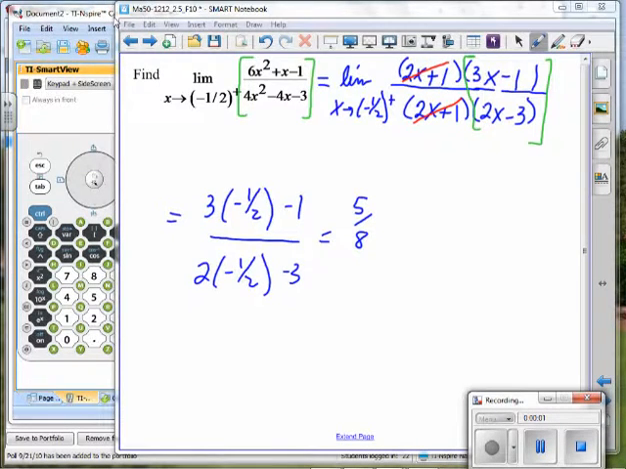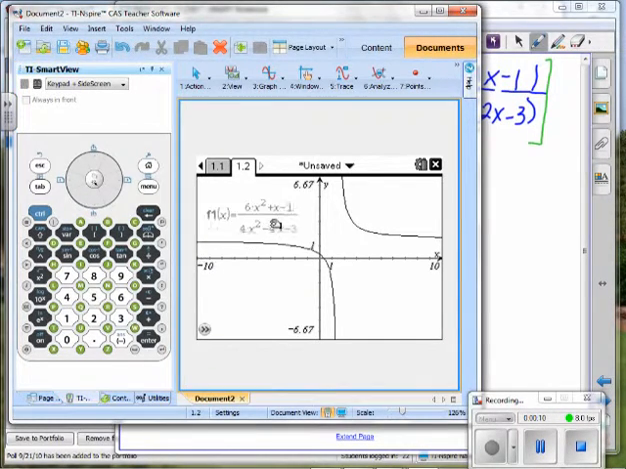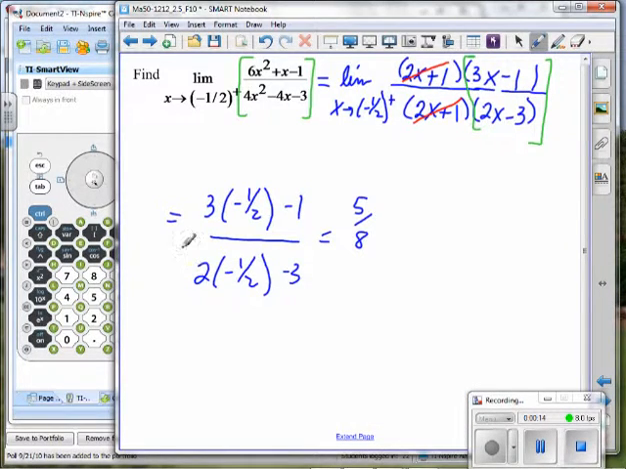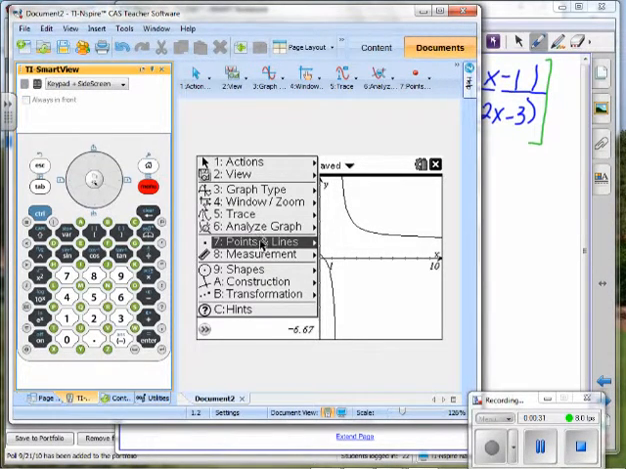Which graph would you want to show me? This is the graph. What does it say? As the input approaches what? -1/2. So I want to make sure that I am showing the input somewhere around -1/2. Okay, so let's put a point on the graph. We know how to do that.